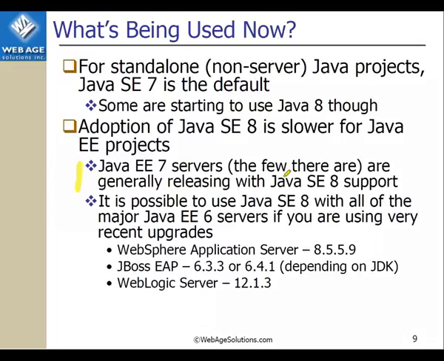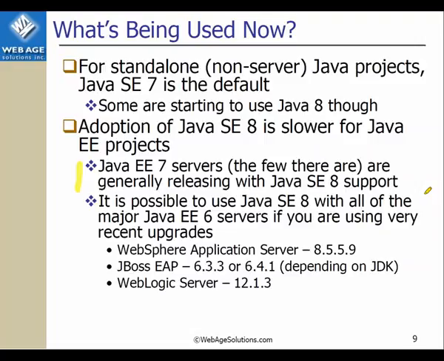I think this bullet here is a pretty good sign. It's taken a little while for application servers to release support for Java EE 7, and because Java SE 8 has been out there for a couple of years, they're saying, you know what, let's release our Java EE 7 application servers with support for Java SE 8. They don't necessarily have to. The only level of Java SE that they have to support with Java EE 7 is Java SE 7. But they're saying, let's go ahead and release support with Java SE 8.